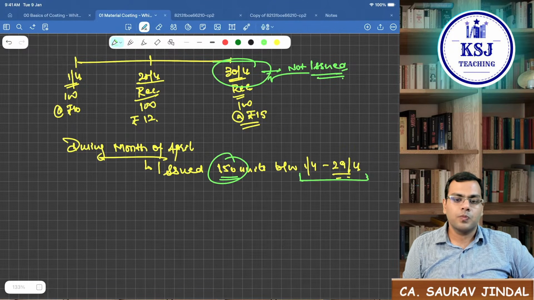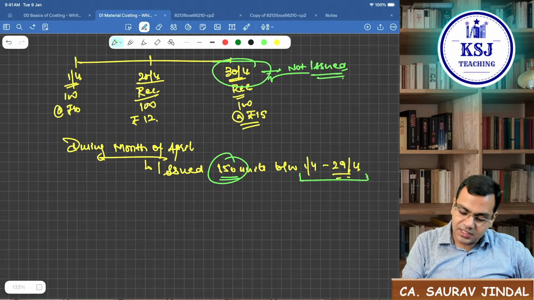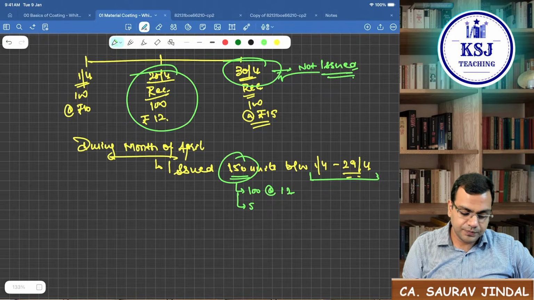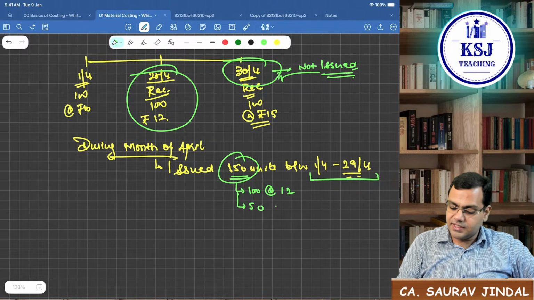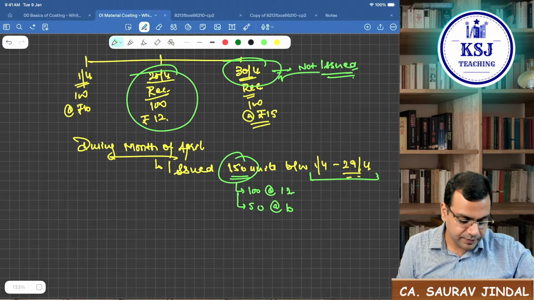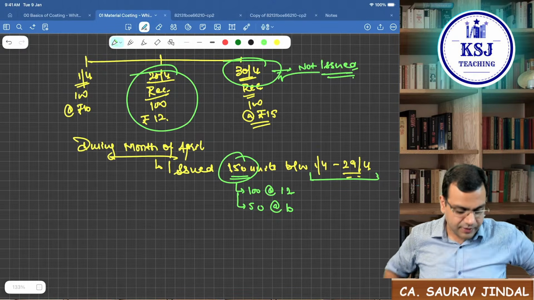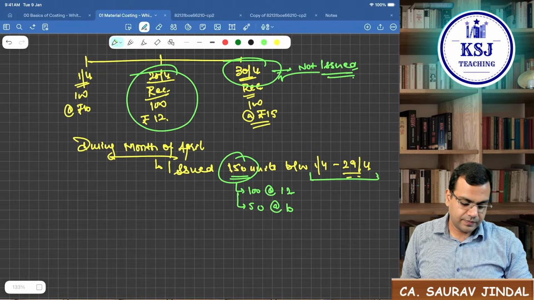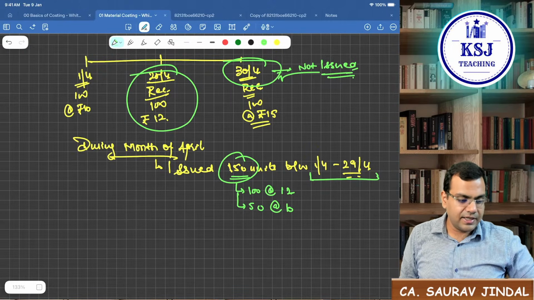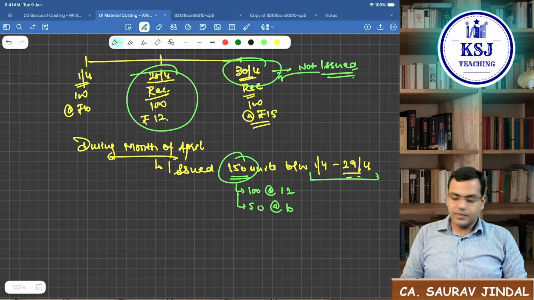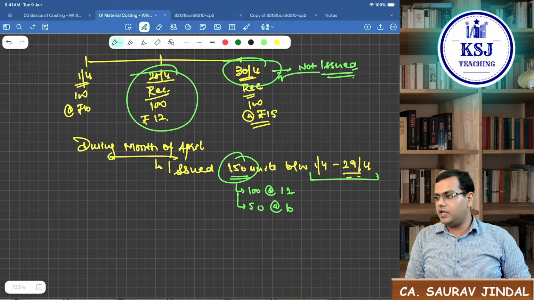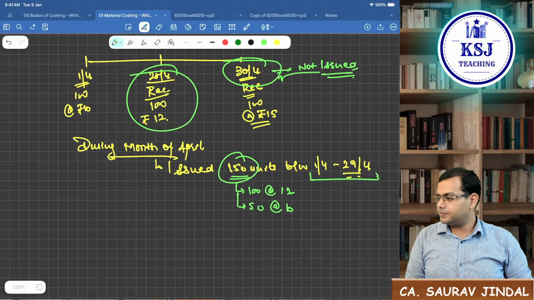So in this case, you will start with this value. You will issue 100 units at the rate of 12 and you will issue 50 units at the rate of rupees 10. Is that clear, everyone? Right, so this is one point you have to be careful about in case of the LIFO method.